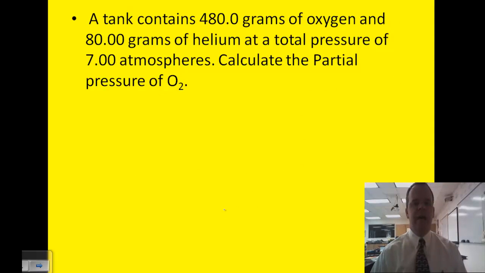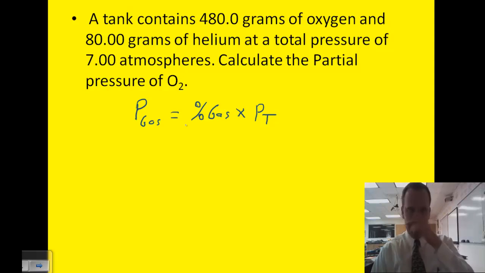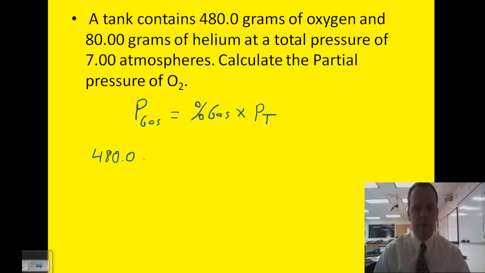Okay, a tank contains 480 grams of oxygen and 80 grams of helium at a total pressure of 7 atmospheres. We want the partial pressure of oxygen. Another version of this is that we can do the pressure of a gas is equal to the percentage of that gas times the total pressure. Just a basic way of rethinking that equation. So if we can figure out the percentage of the gas that's made up of oxygen, we'll therefore be able to multiply that by the 7 and get the pressure of oxygen. To do that, we need to convert each of these into moles, because we can't do a ratio without being in moles, a common unit.